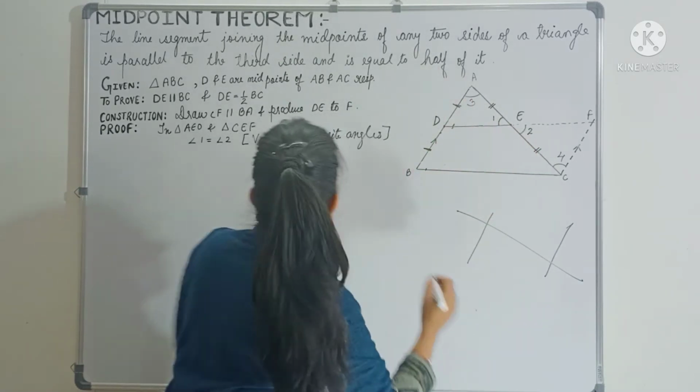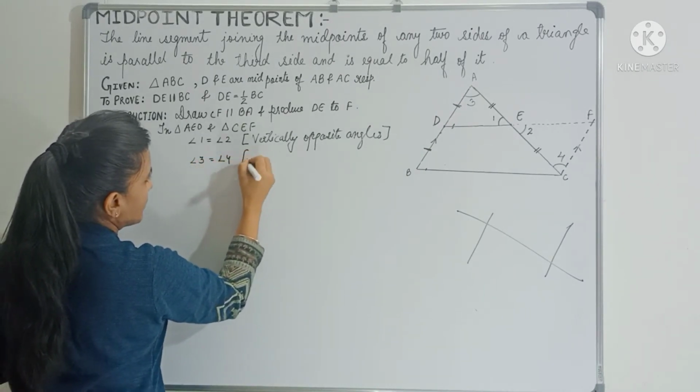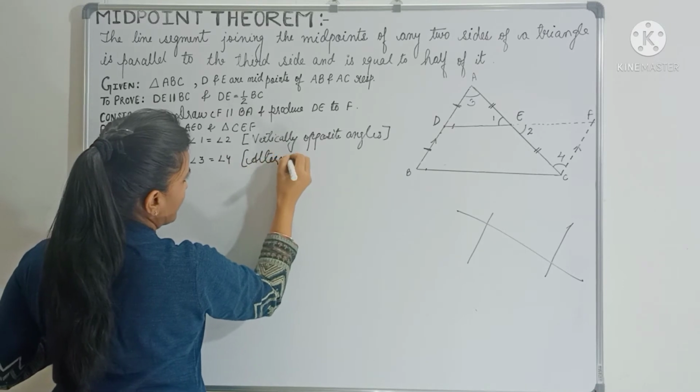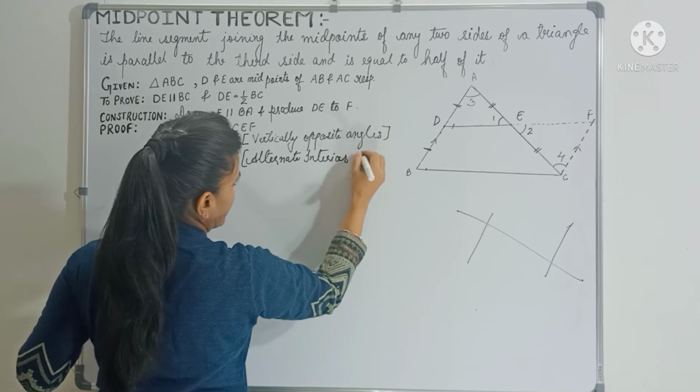So angle 3 will be equal to angle 4. Reason? Alternate interior angles.